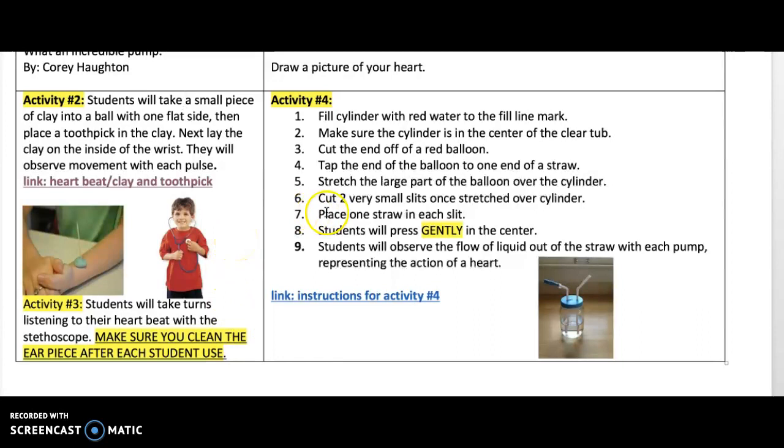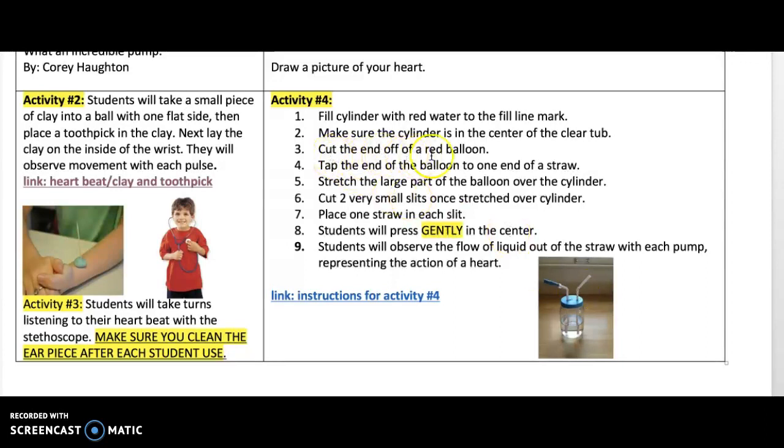Activity 4 is right here. Here's the link. Watch this first. This is what it looks like. You're going to fill a cylinder. I'll have a mark. You don't want it full. You want it about half full, but I will put a mark for you. So you'll fill the cylinder with red water to the fill line mark. I'll have it in a tub. Make sure it stays in there or water will go everywhere.